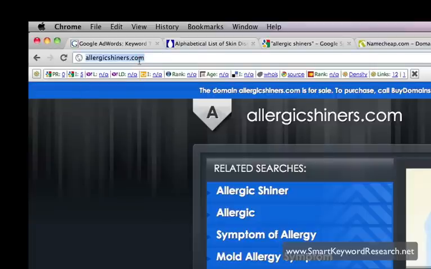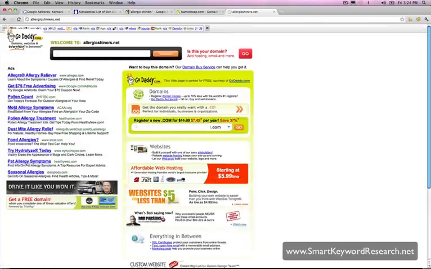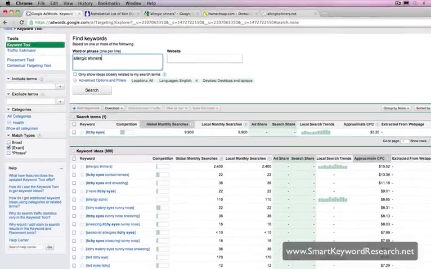Let's check allergicshiners.net. Parked domain. So in other words, this keyword is totally up for grabs, and you stand to profit pretty handsomely from it. So one other thing I want to bring up real quick is that when you're building these niche sites, or when you're building any niche sites for that matter, let's go ahead and type our term in here real quick, allergic shiners, okay?